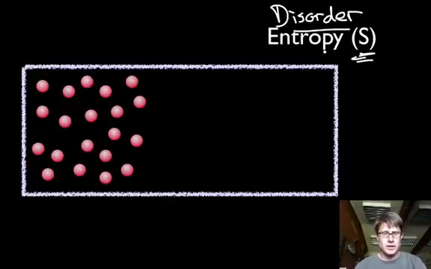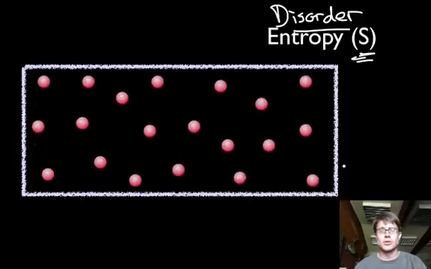Let's compare this. Right here we've got a bunch of molecules on this side, and then we've got a lot of space over here. So what happens to the disorder of that system as I do diffusion?